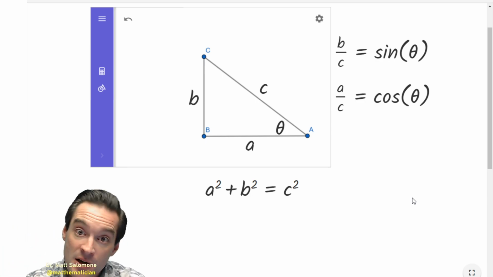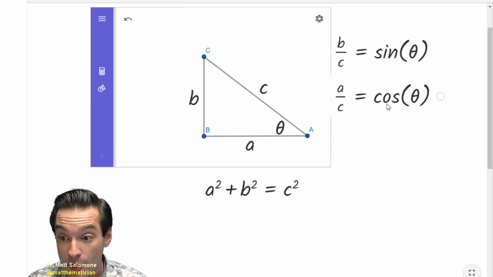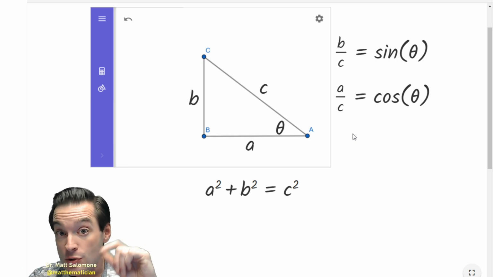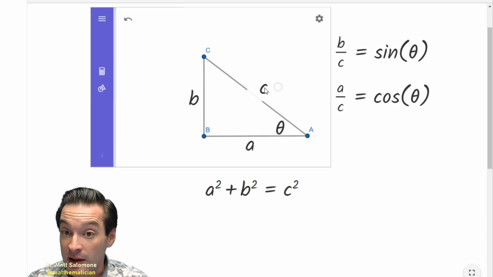On the other hand, SOHCAHTOA gives me definitions for the sine and the cosine of an angle inside of a triangle in terms of ratios of two sides in that same right triangle. So the sine of this angle that I've labeled theta here is the ratio of its opposite side, b, divided by its hypotenuse, c.